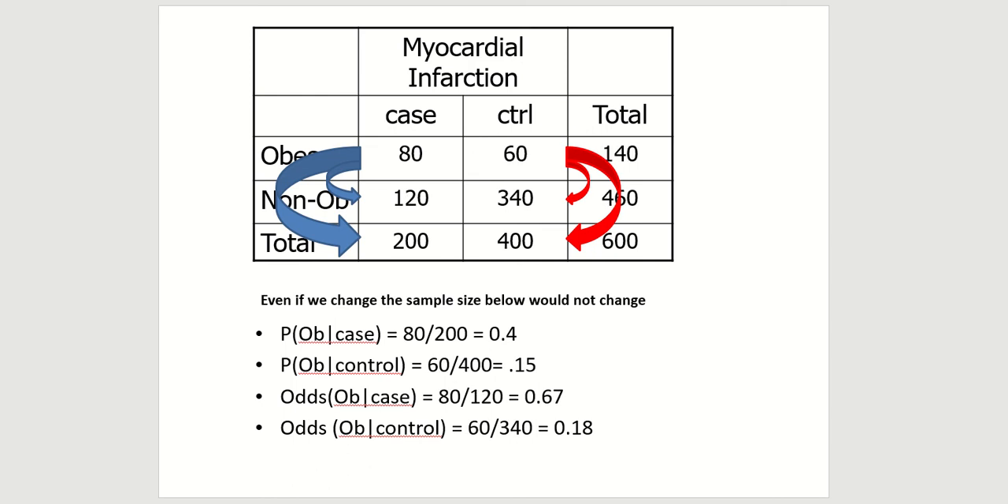And what I did now is instead of taking 100 cases and 100 controls, I decided to take 200 cases and 200 controls. And I did that on purpose because I want to show you that as long as I'm doing my calculation among cases and among controls, the values do not change. They still come out to 0.4, 0.15, 0.67, 0.18, exactly what we had in the previous slide, because I'm still doing my calculation inside cases and inside controls.